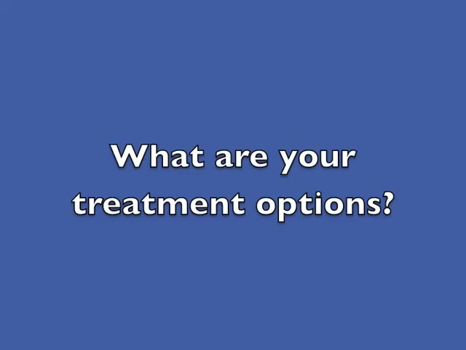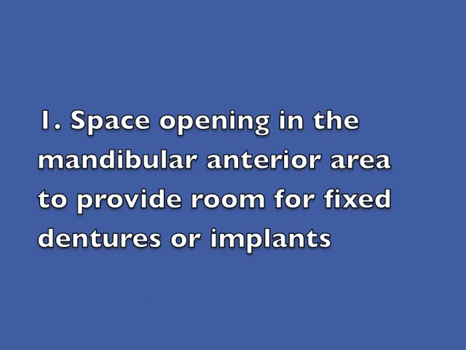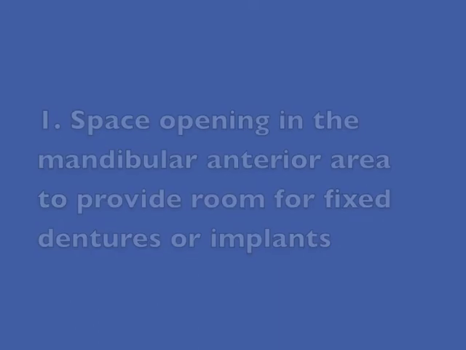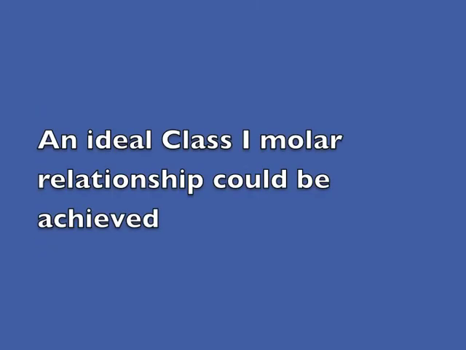Three treatment alternatives were considered in the treatment of this patient. Option number 1, space opening in the mandibular anterior area to provide room for fixed dentures or implants to replace the missing central incisors. With this plan, an ideal Class 1 molar relationship could be achieved.